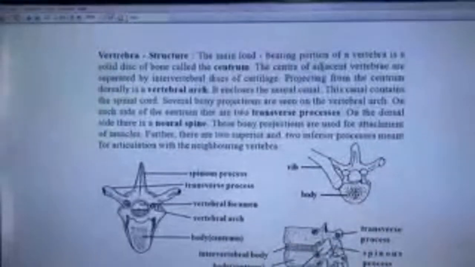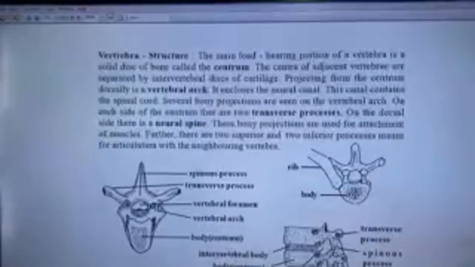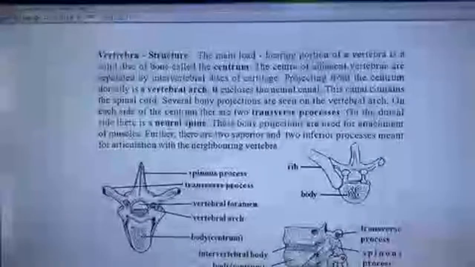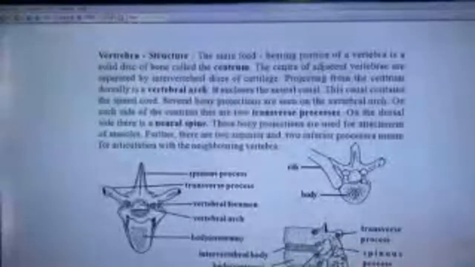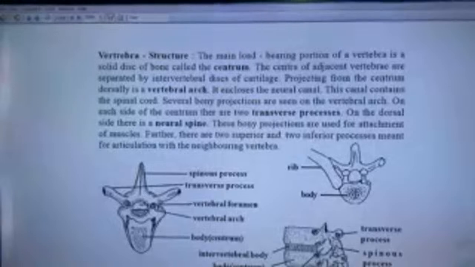Vertebra structure. The main load bearing portion of a vertebra is a solid disc of bone called the centrum. The centra of adjacent vertebrae are separated by intervertebral discs of cartilage. Protruding from the centrum dorsally is the vertebral arc. It includes the neural canal. The canal contains the spinal cord.